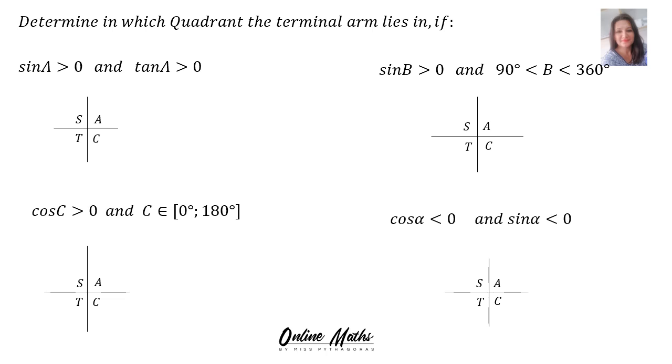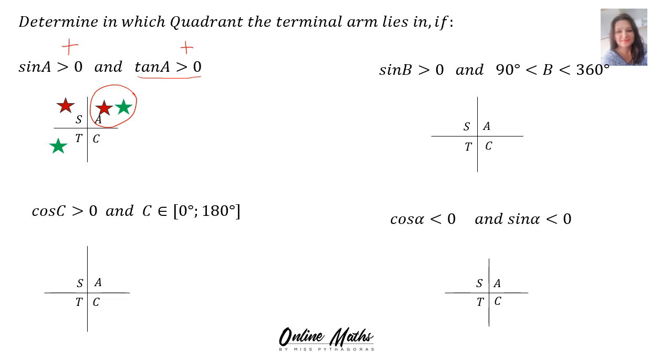Now, if you look at the first sketch here, sin A bigger than 0. That translates to sin is positive. And where is sin positive? Sin is positive in the first and the second quadrant. And we have tan A bigger than 0, in other words, tan positive. Where is tan positive? In the first and the third quadrant. So now this is where you find your 2 stars. That is where your terminal arm will lie.